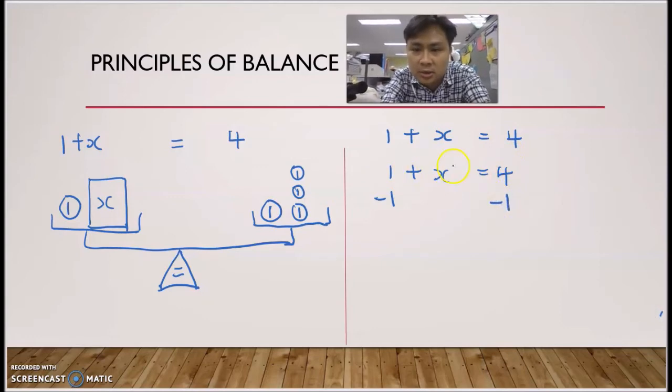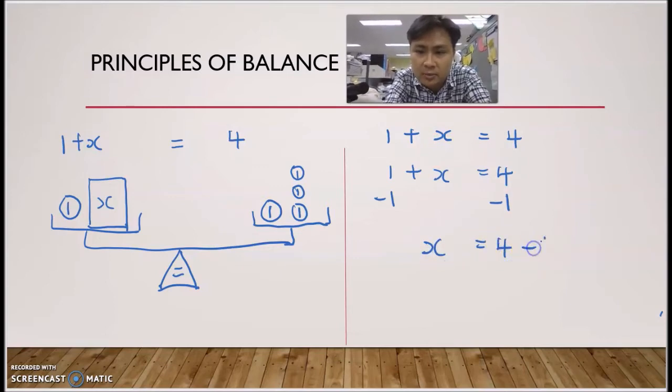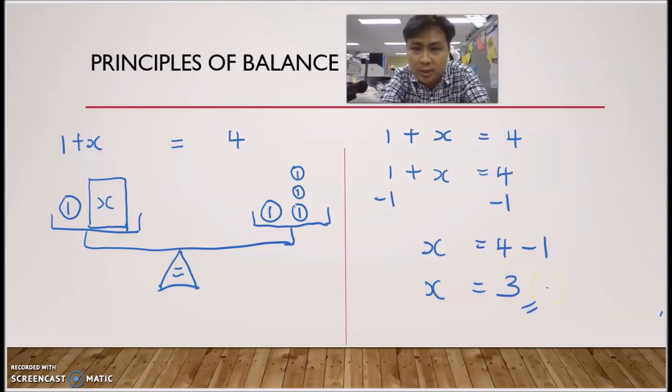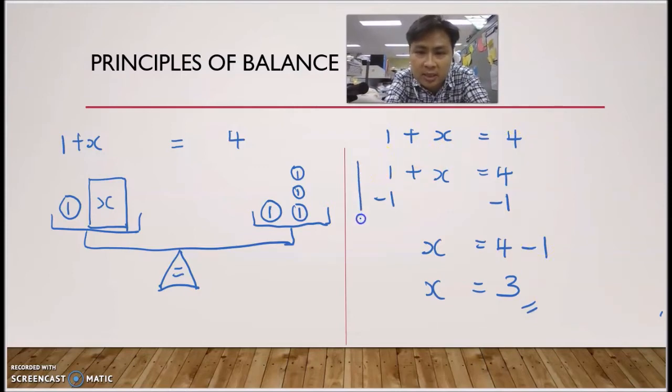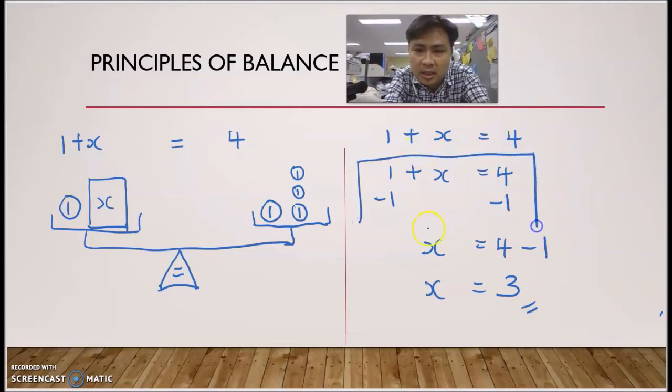If I do this, then I will balance the whole thing. So in the end I'll have X equals 4 minus 1. So X will be equal to 3. This is how we solve the question. When we are presenting our workings, this part here I was showing to you for your understanding.